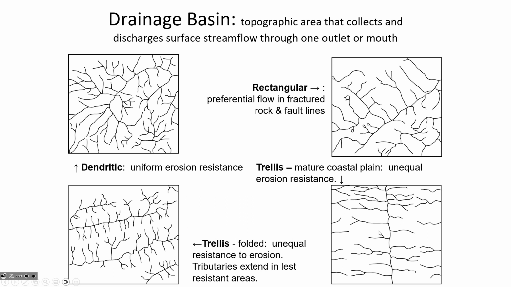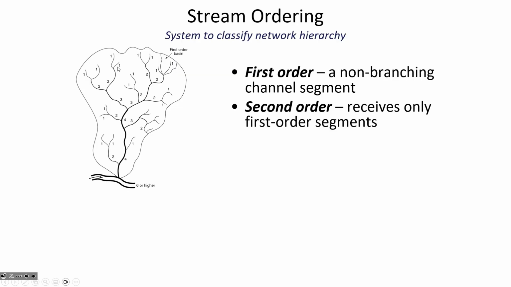Trellis patterns also, there's coastal trellis, folded trellis, where there's just a typical flow direction. So here would be a ridge line, which is maybe like a rock layer that's going in a consistent direction, and then the flow is shedding on either side of that. So the directionality of the streams depends on the geology.